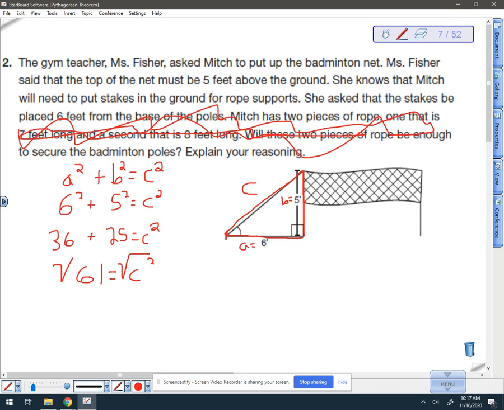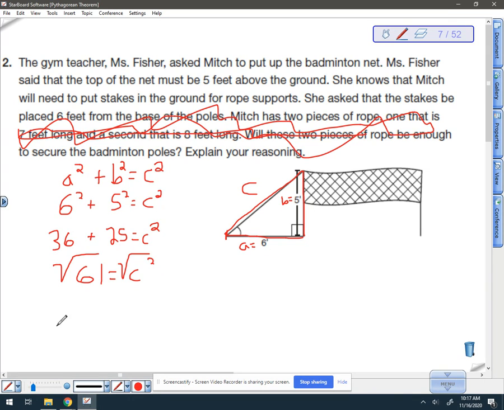Take the square root of both sides because it wouldn't make sense that the badminton net that's 5 feet tall, the stake in the ground 6 feet away, and you need a rope that's 61 feet long. That should be your hint that you're not done. All right, so square root of 61.